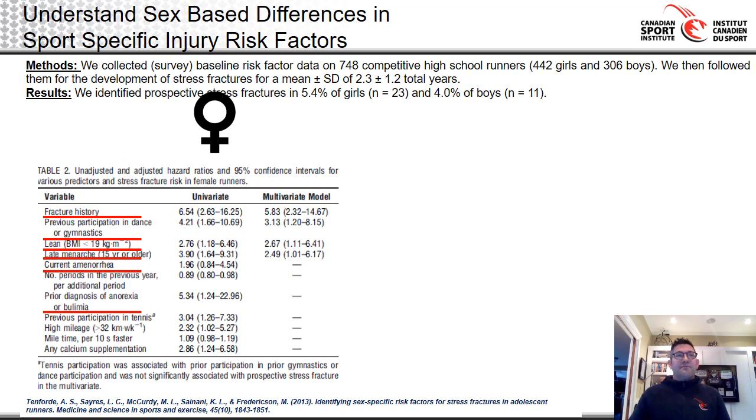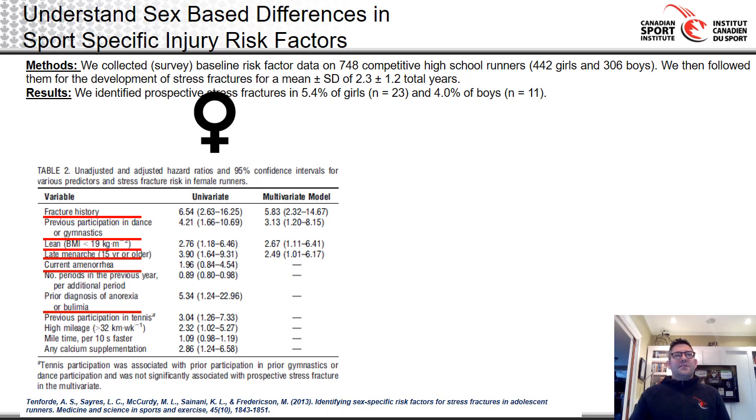a previous fracture history. So if your athletes have had stress fractures before, that is always a risk factor for future stress fractures. If you're a female that has previous participation in dance and gymnastics, you're 3 to 4-fold increased risk for subsequent stress fractures.